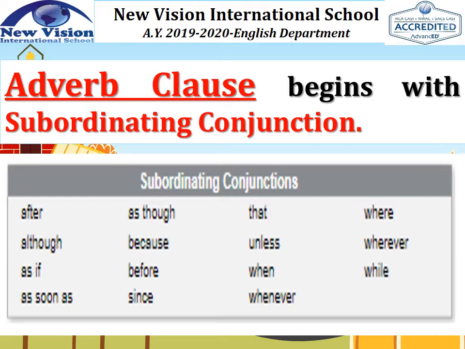All right. So your clue, whenever you try to find an adverb clause, it always begins with a subordinating conjunction. These subordinating conjunctions could be after, although, as if, as soon as, though, because, before, since, that, unless, when, whenever, where, wherever, or while. Take note of them.